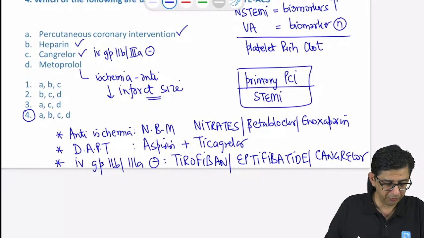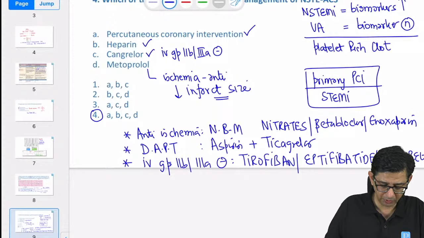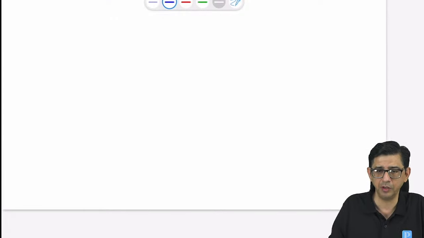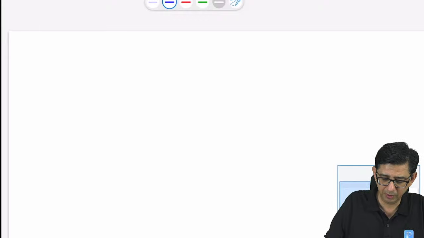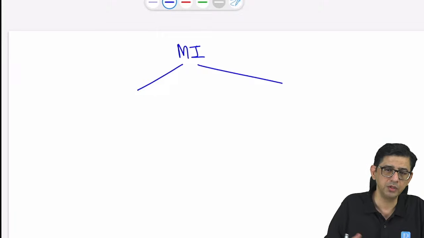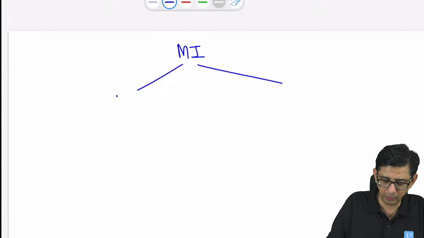Now, the difference is only that percutaneous coronary intervention is the initial approach. The primary means that you will straight away take up the patient into the cath lab, whereas in non-ST elevation MI, it's the drug treatment. And based on the risk factors, you are then going to evaluate the patient subsequently.